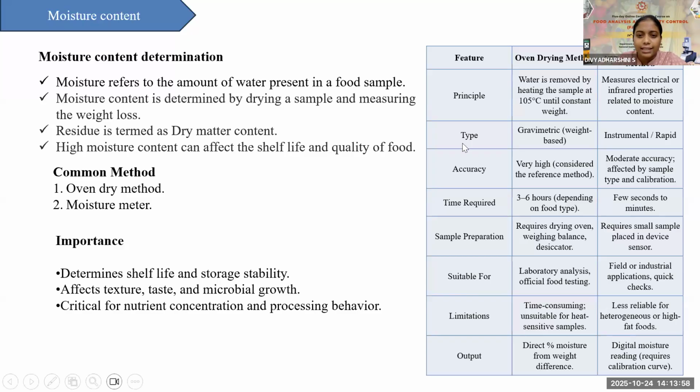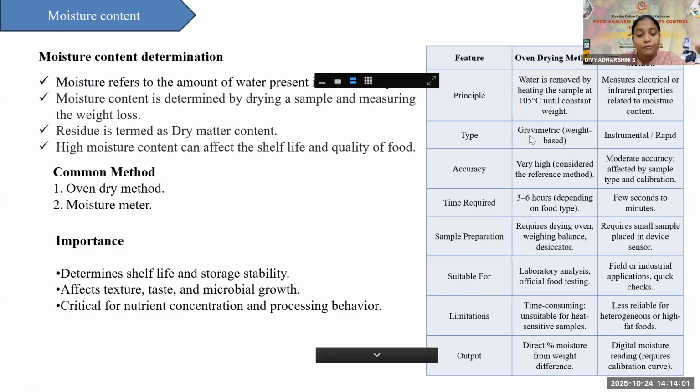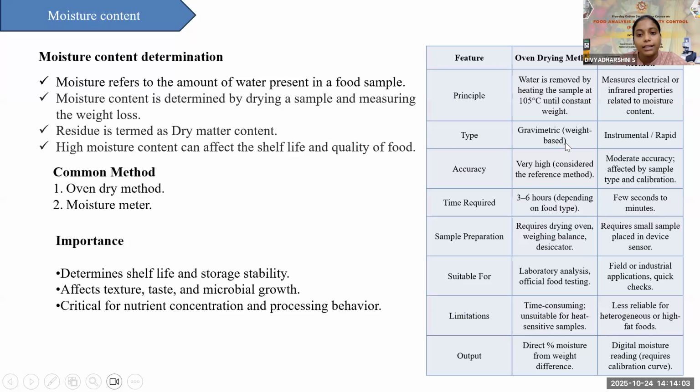Then type. The oven method is gravimetric, which means it is weight based. Here the moisture meter is instrumental, where it is a rapid determination of moisture. Then accuracy, which is very high for the oven method, and in the AOAC method also they are using the oven dry method only. And the moisture meter has moderate accuracy, which is affected by the sample type and calibration. If the instrument is not calibrated well, or if you are not taring the instrument before putting the sample, there will be some issues with the accuracy.